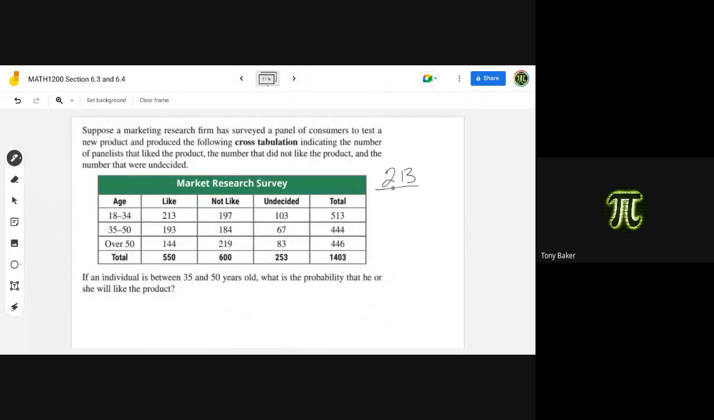So I would do the 213 divided by the 1403. And that's just because I'm looking at that one right there.